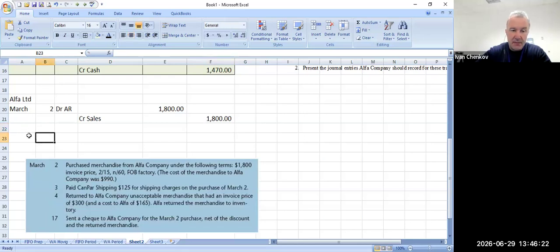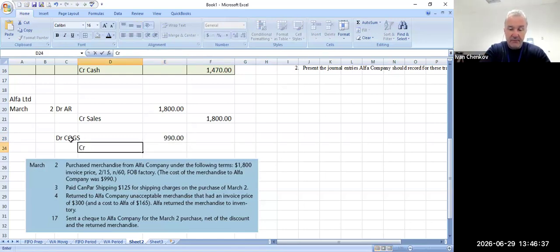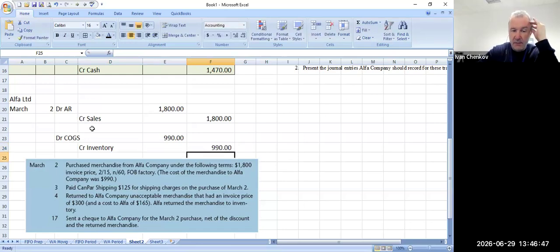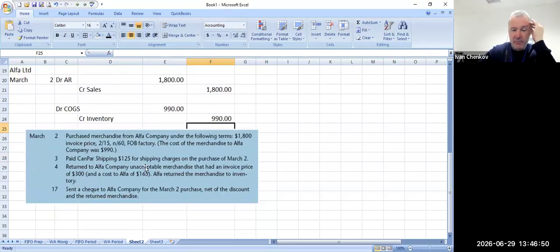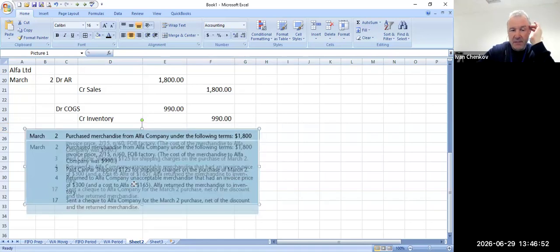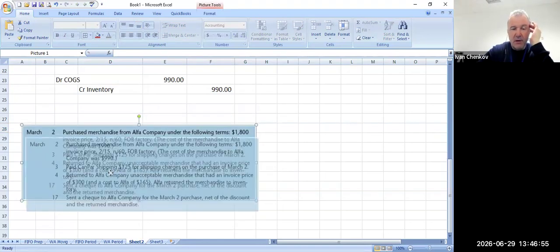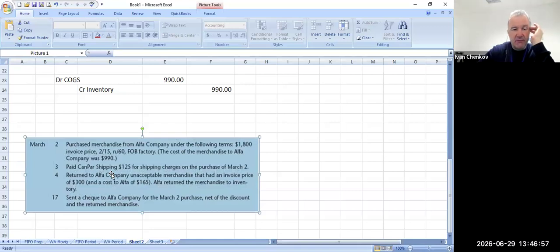So now on March 2nd, we have to do the second entry, which is gonna give us the debit of cost of goods sold. And our cost of goods sold cost us $990. And then we have to credit, since we remove it from the inventory, we have to credit our inventory and reduce the inventory by $990. And we're done with this. Now this company pays shipping, but since we're selling, we're not part of the shipping thing, so nothing for us.